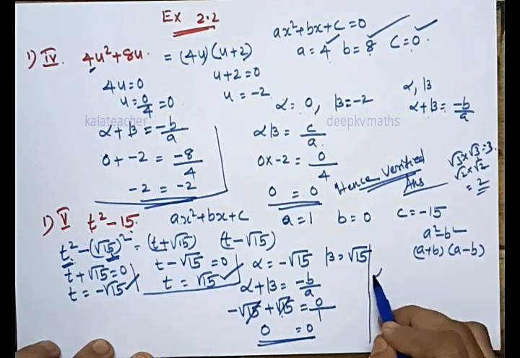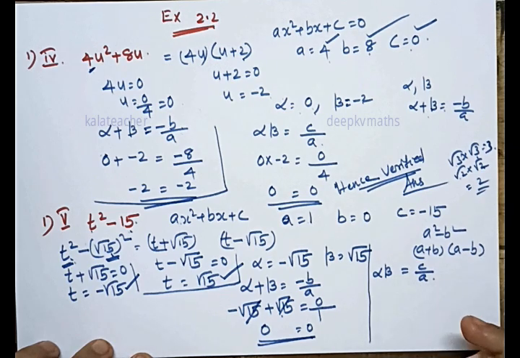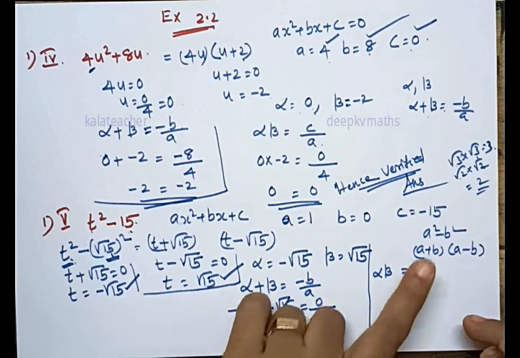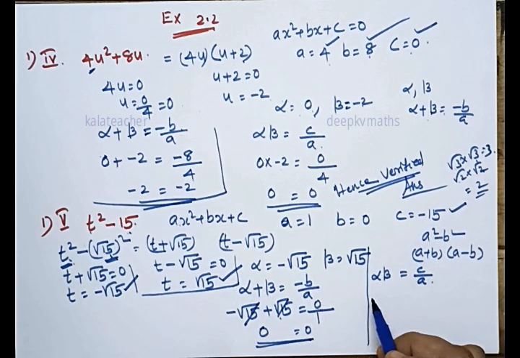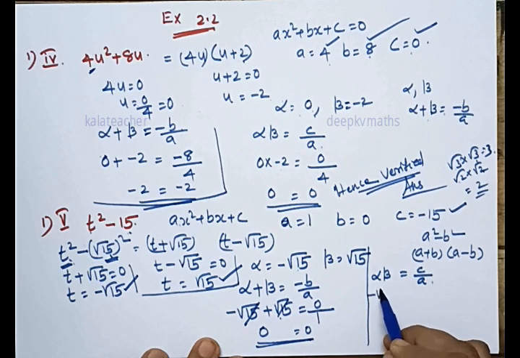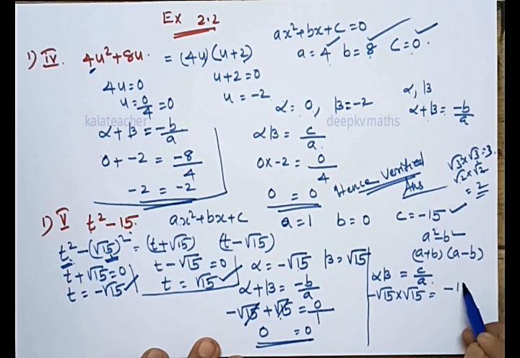Alpha beta is equal to c by a. C by a means the constant term divided by the coefficient of x square. Here c is minus 15. Alpha is minus root 15, into beta is root 15. C is minus 15, by a is 1.